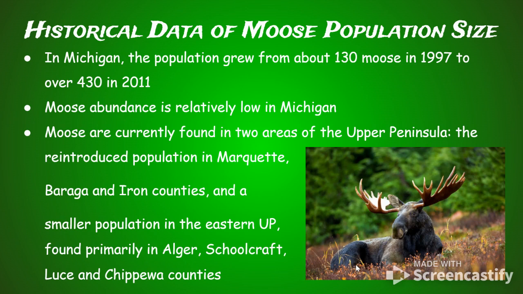The historical data I found for a population are the moose. In Michigan, the population grew from about 130 moose in 1997 to over 430 in 2011. Moose abundance is relatively low in Michigan, and there are not a lot of them. They're currently only found in a few areas in the Upper Peninsula.